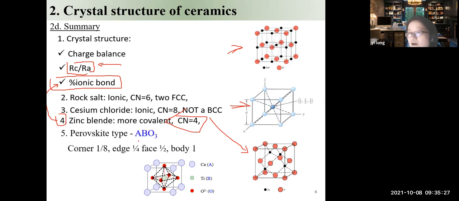And also for perovskite, ABO3, we have corners. Corner atoms are only considered as 1 out of 8. Edge atoms are considered as 1 out of 4. Face atoms, like the oxygen here, are considered as 1 out of 2. The body atom is in the center.